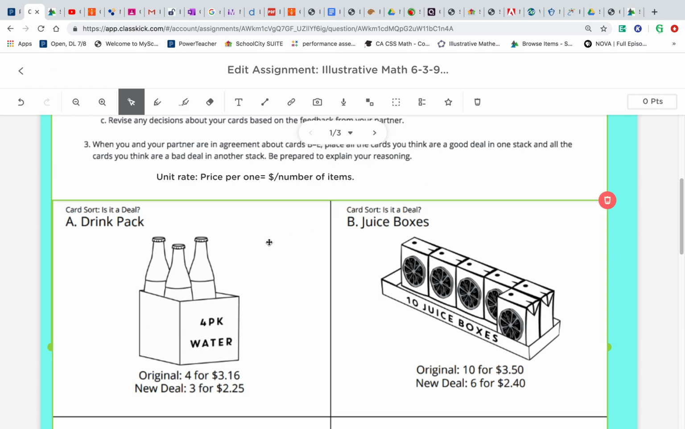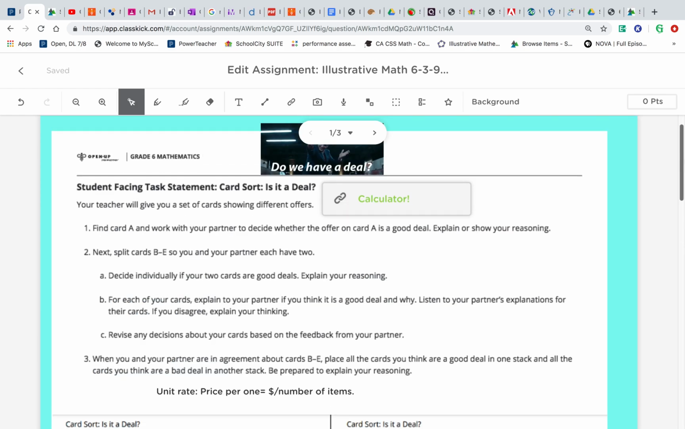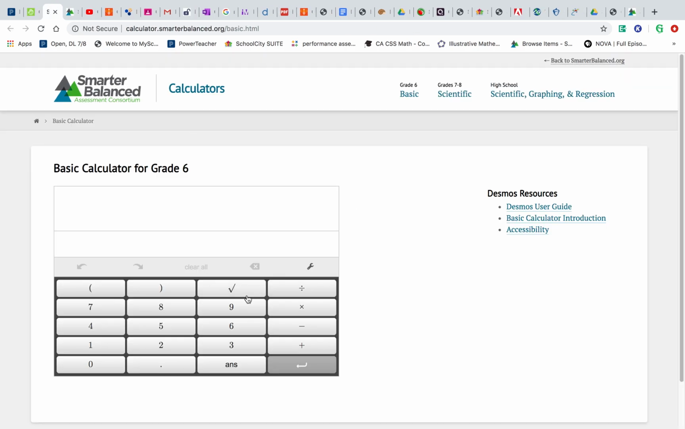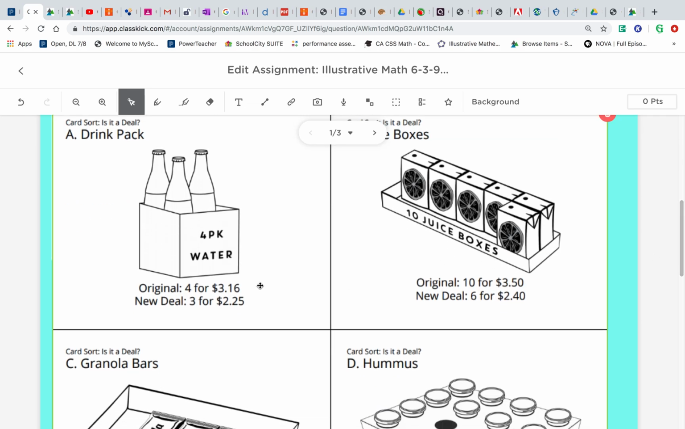So, for example, with the drink back here, you're getting, with the original deal, 4 for $3.16. Okay, so what we would do to find out what the cost would be is we're going to take the $3.16 and divide that by 4. I've put in a calculator here for you to use, and you can click on that, and we can go ahead and see what we're going to get. 316 divided by 4, and that'll give us the unit rate.